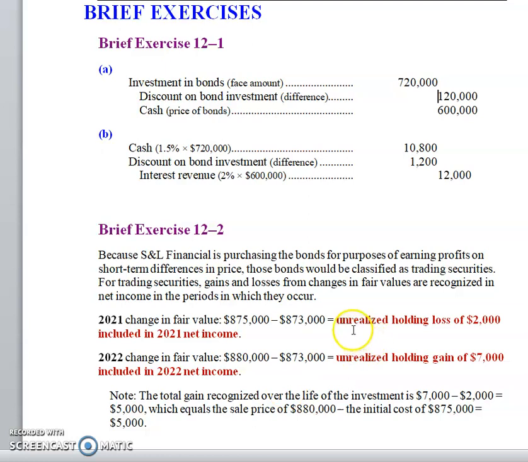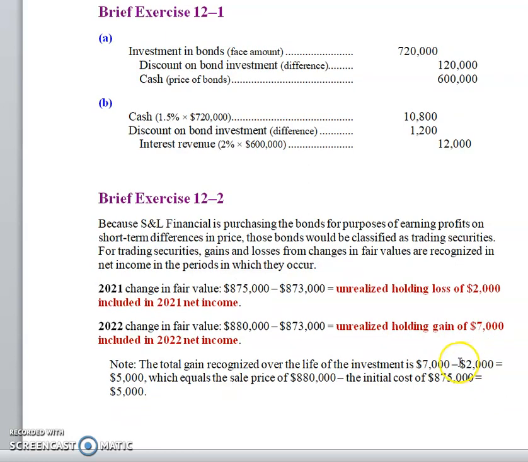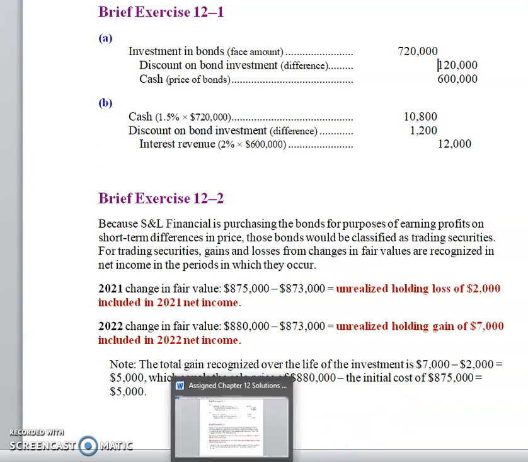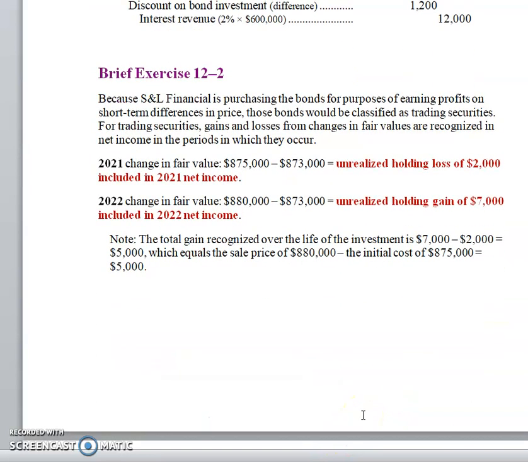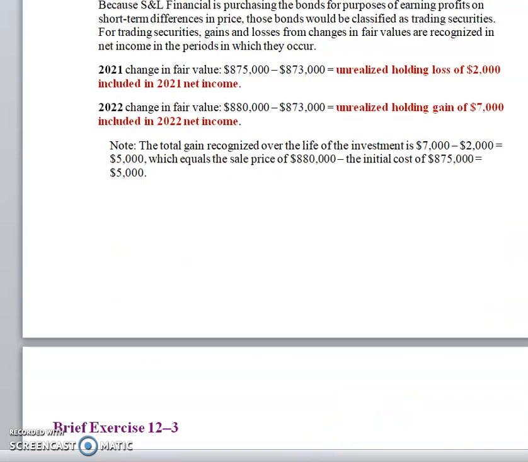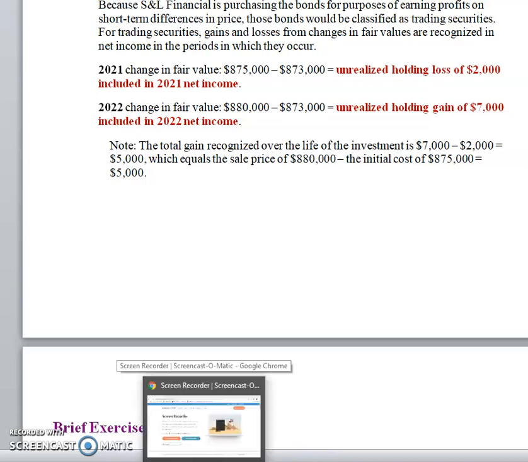And you see 2021 unrealized holding loss of $2,000. 2022 unrealized holding gain of $7,000, although that actually does wind up being realized when we sell it. So it's net gain of $5,000. All right. And let's go to the next one.